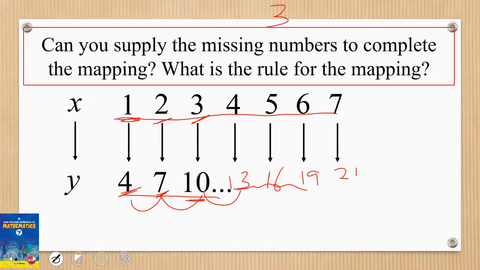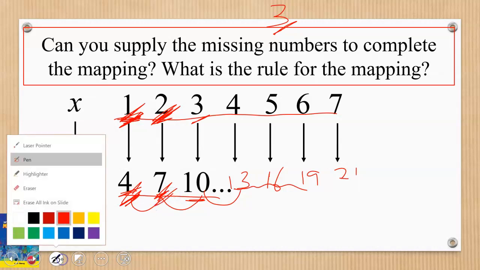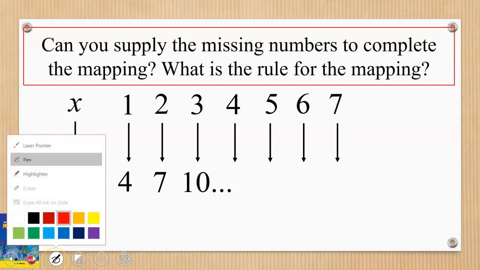So now, what is the rule here? The rule means that to get a 4, something should be done to the 1. If I say plus 3, I get 4 for 1, but when I come here and say 2 plus 3, I will not get 7. That means it is not just plus 3. Because I have a constant difference of 3, I can think of 3 times 1 is 3, plus 1 is 4. 2 times 3, 6, plus 1 is 7. Good. So I am getting this particular pattern.